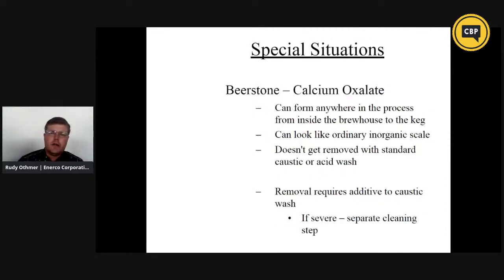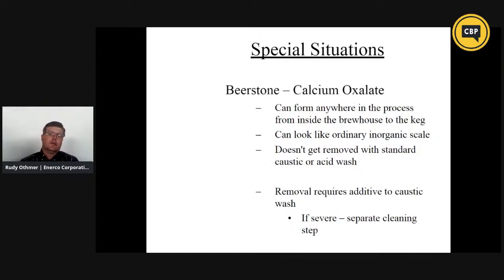A couple minutes on some special situations that we encounter in the brewery. Beer stone, which is calcium oxalate. Depending on the brew, it can form anywhere in the process. It can look like an off-white yellow. Typically, it's yellow or browner than ordinary inorganic scale, but it can look like just regular old calcium carbonate scale.